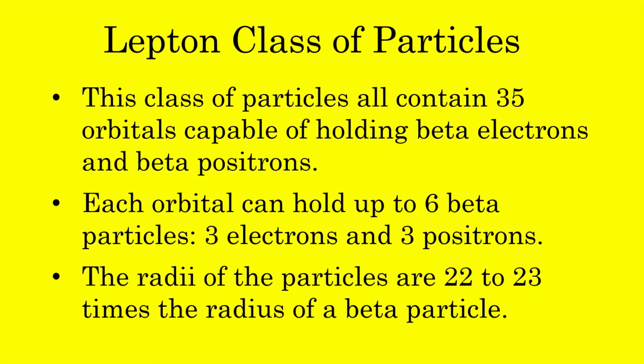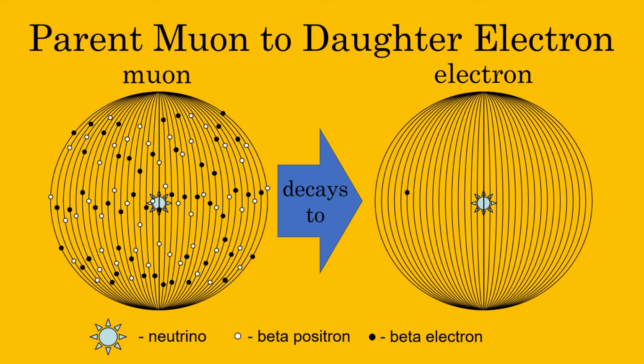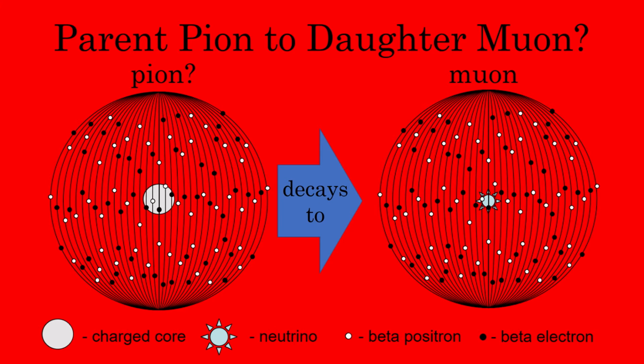If this model is correct, then it reveals 3 things about this class of subatomic particle. 1, there are 35 orbitals at the subatomic level available to receive beta electrons and beta positrons. 2, each orbital can hold up to 3 beta electrons and 3 beta positrons. And 3, the radius of these orbitals is between 22 and 23 times the radius of a beta electron or beta positron. Since when muons decay into electrons, they appear to pass on these traits, perhaps they were passed on to the muons by their parents, the pions and the kaons.